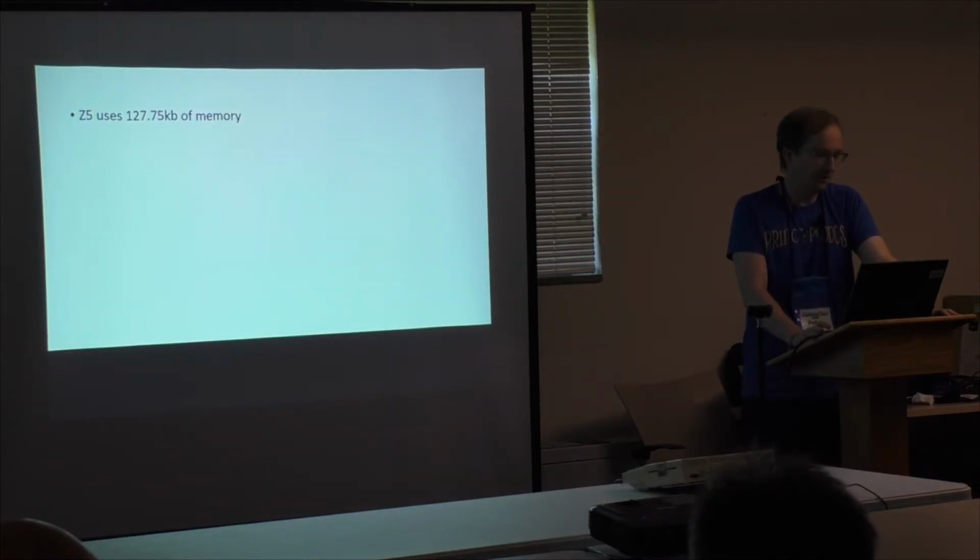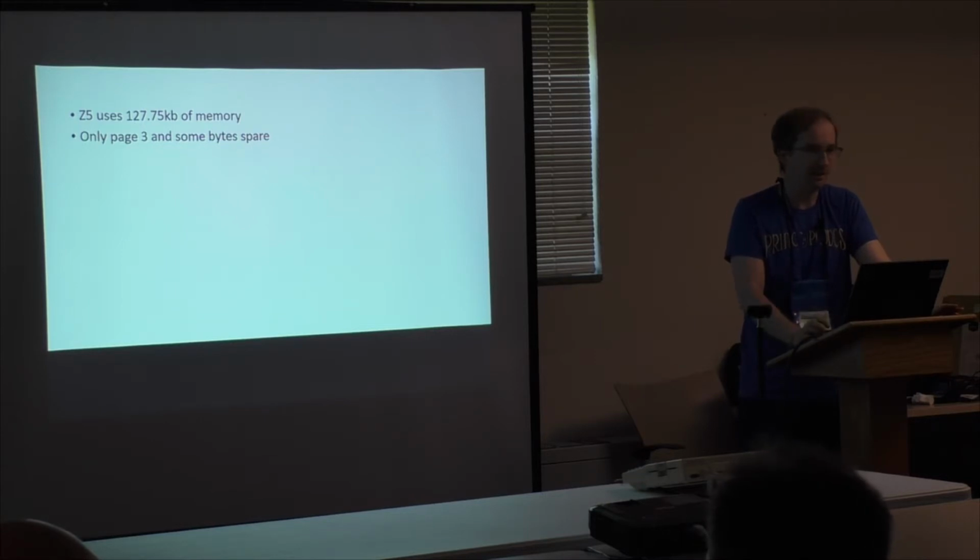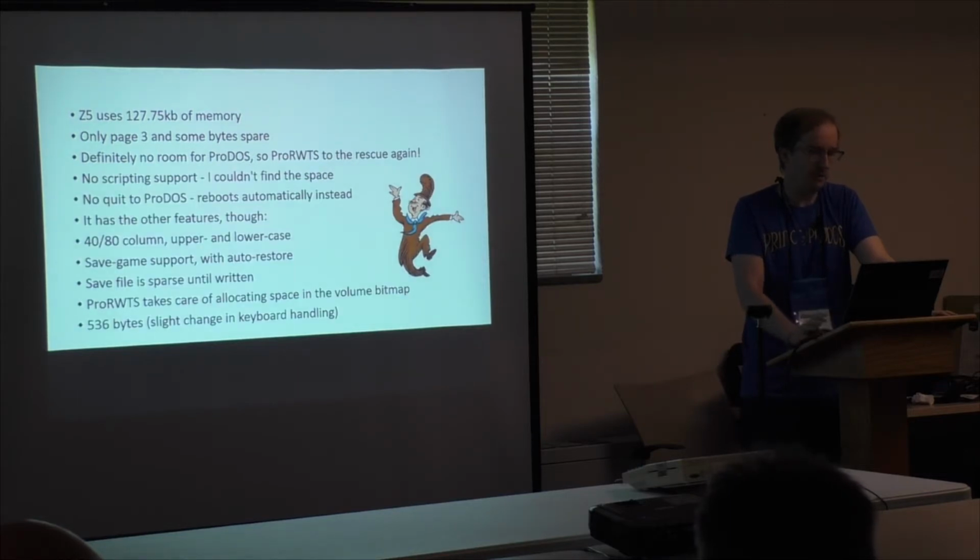The Z5 interpreter uses 127 and 3/4 kilobytes of memory out of 128K. Wow. The only space left is page 3, and not even all of it, and some other bytes here and there. Obviously there's no room for ProDOS even on a 128K machine in that case. So we use ProRWTS here as well. Again, there's no scripting support, no quit, but the same features as for Z4. And it fits in 536 bytes because they changed the keyboard handling a little bit, and I had to make a change as well.